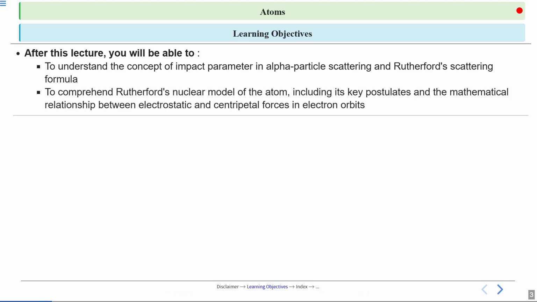You will explore Rutherford's nuclear model of atom. And you will be able to understand the key postulates and see how the electrostatic force between the nucleus and the electron provides the centripetal force needed for the electron's circular motion.